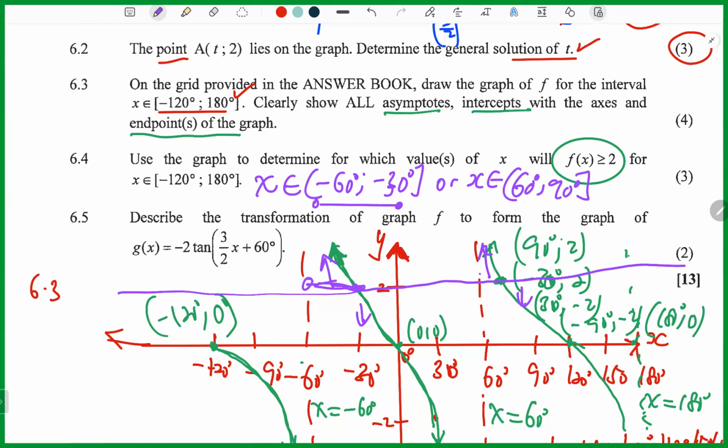From 60 degrees to 90 degrees, still. Okay, you don't write it like this. You can say minus 60 degrees, minus 30. 60 degrees, 90.